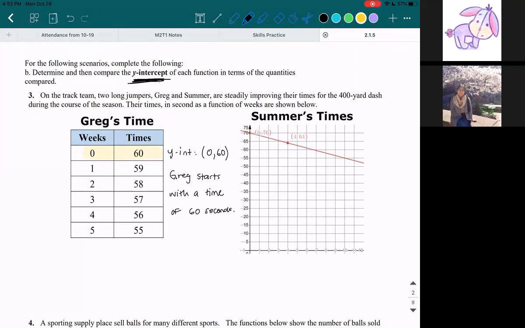So let's take a look at Summer's time in the beginning. What is her starting y-intercept? So you go over to her y-axis and see that she intercepts the y-axis at 0,70. Right over there, 0,70. So her y-intercept is 0,70. That means Summer starts with a time of 70 seconds.